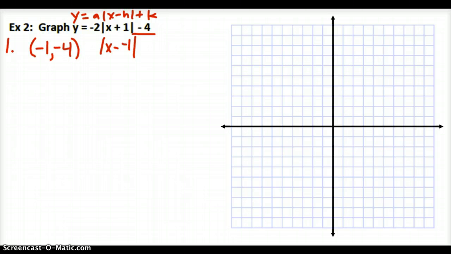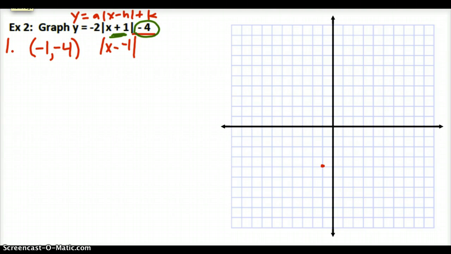So a quick way to think about this is your h will always be the opposite of what you have going on in your absolute value, and your k is always just whatever you have at the end. Make sure you take the opposite of what's in here though. So there's my vertex, so we're going to plot that: negative 1, negative 4 there.